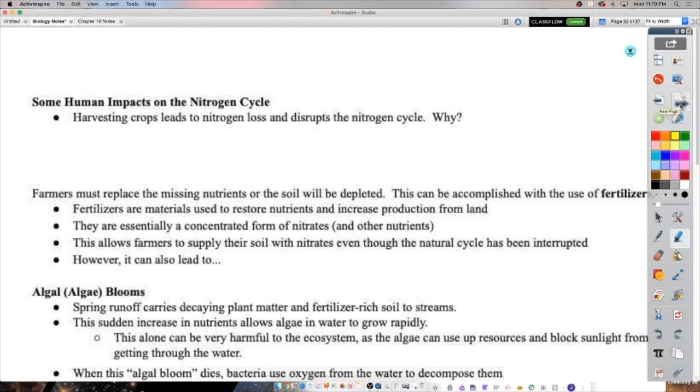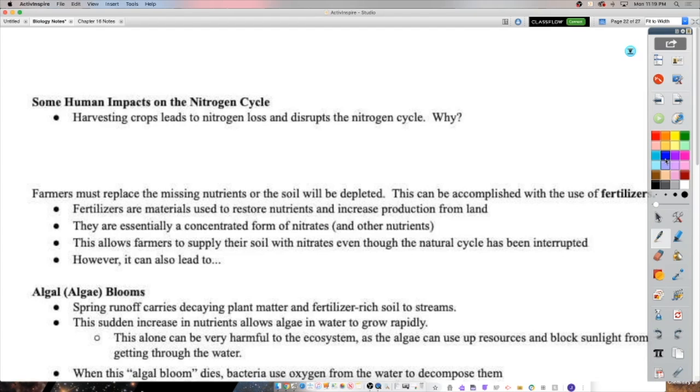Okay, some human impacts on the nitrogen cycle. So this one asks us a question. Harvesting crops leads to nitrogen loss and disrupts the nitrogen cycle. Why? Why would harvesting crops disrupt the nitrogen cycle? Well, when we looked at the nitrogen cycle, how did the nitrogen in living stuff eventually end up being reused again? Well, it had to die and get decomposed, right?